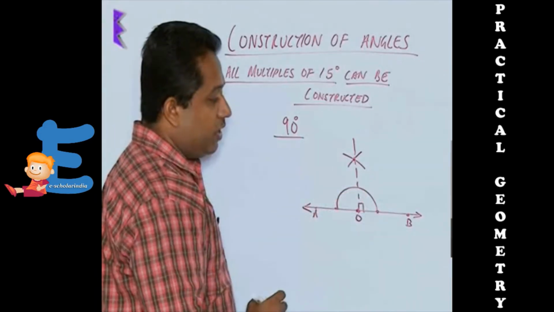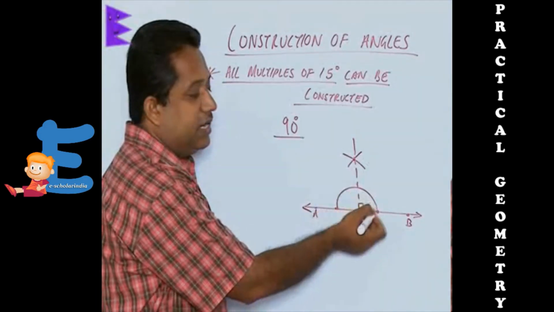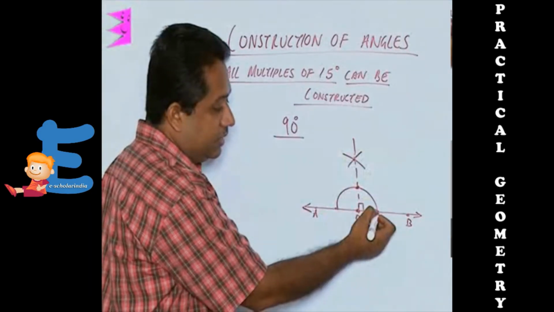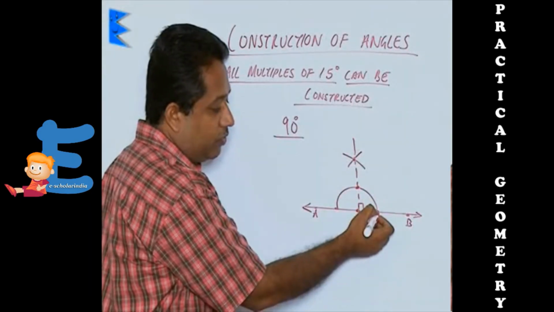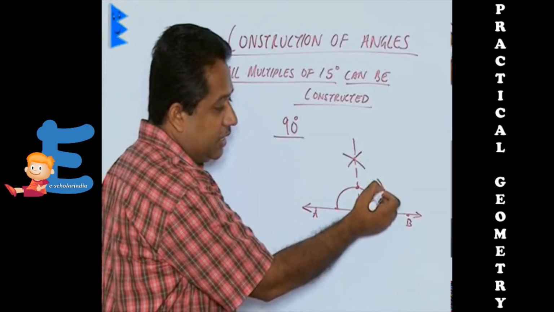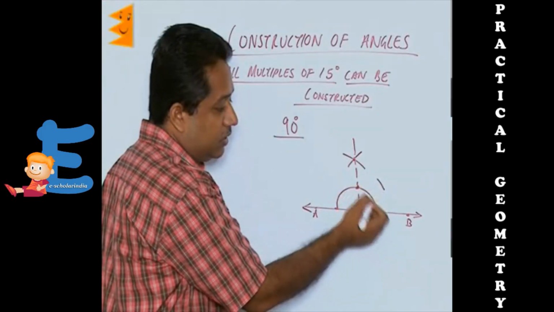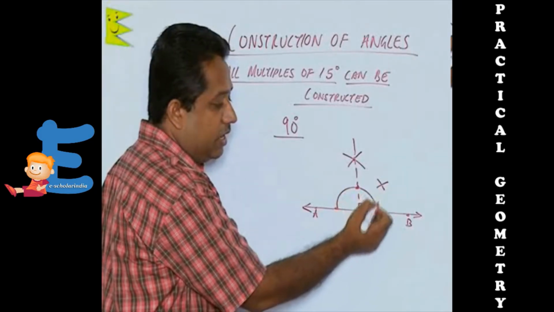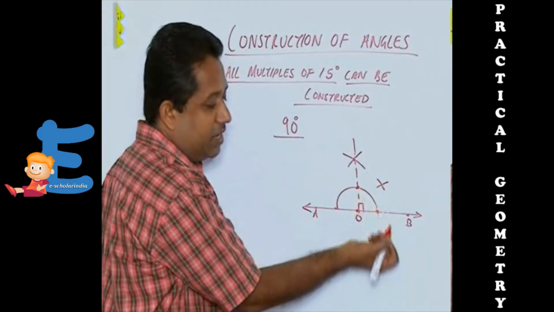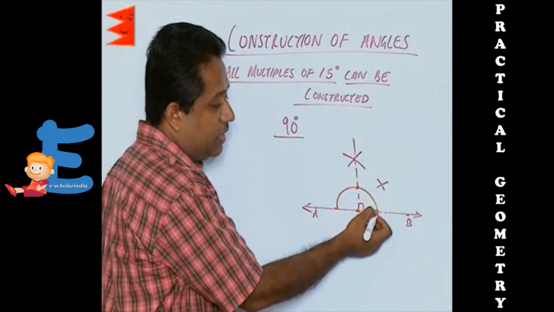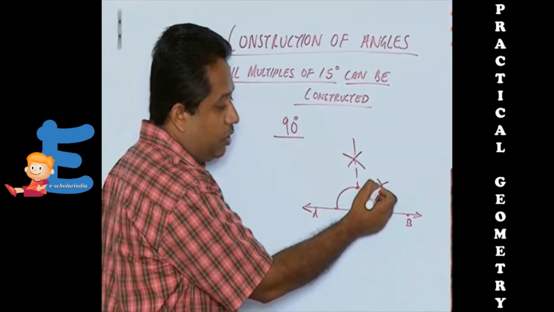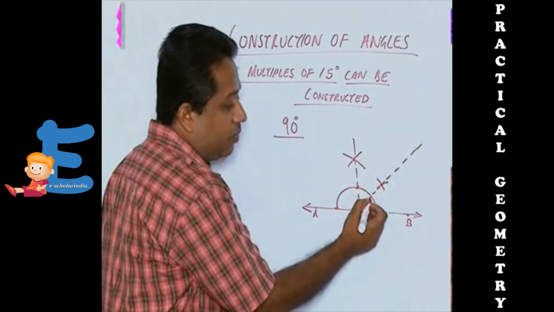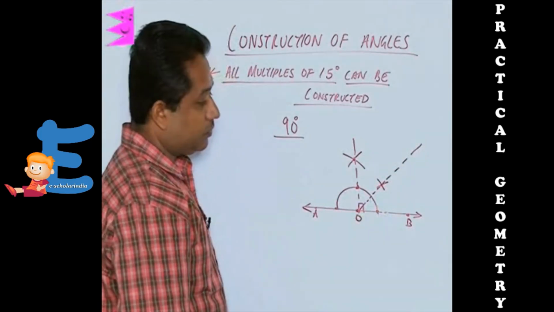Now if you want to draw 45 degrees, we will have to bisect the 90 degree angle obtained. So this becomes 90 and this is our 0 degree line. So from 0 and 90, the bisector can be constructed by drawing arcs. This radius can be anything. So from here and here, cut arcs. The point of intersection is then joined to O. This angle becomes 45 degrees.